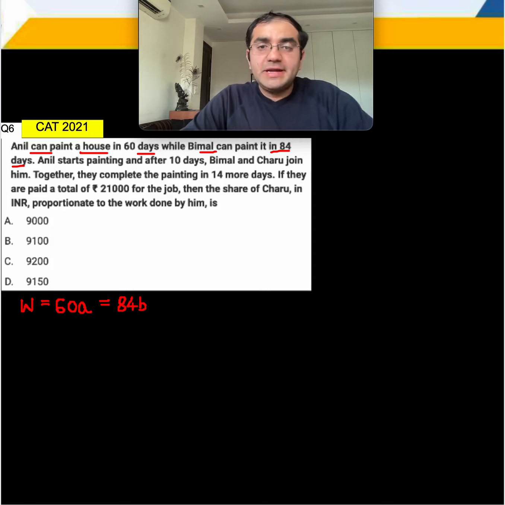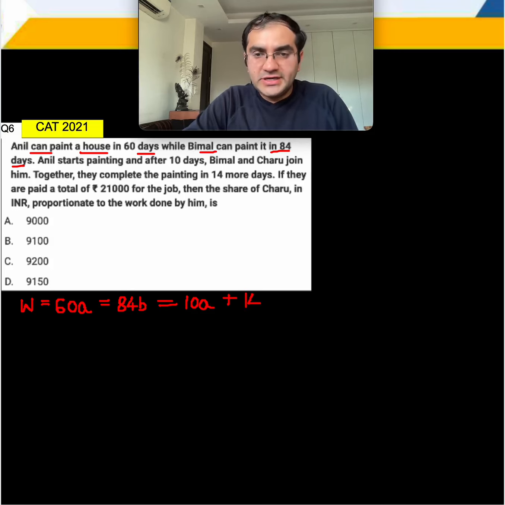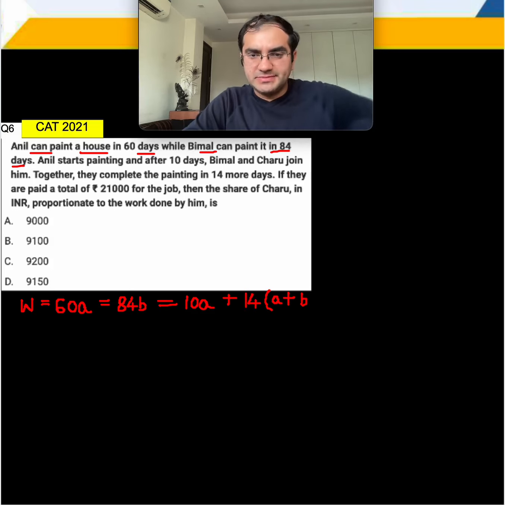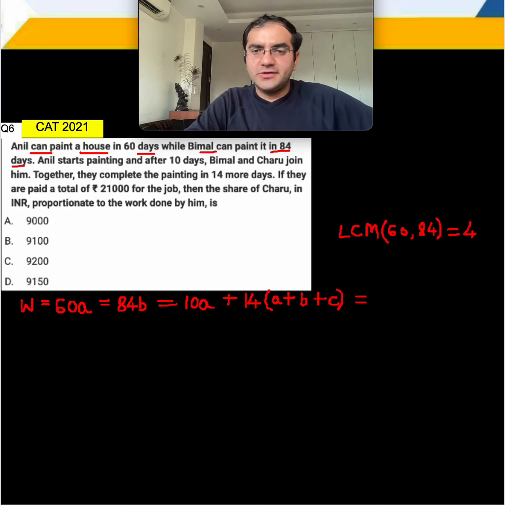Anil starts painting, and after 10 days, Bimal and Charu join him. So let Anil work for 10 days, that's 10A. And together they complete the painting in 14 more days. So 14 days they are working together, A plus B plus C. Okay, now I'm going to assume the work as the LCM of 60 and 84 for ease of calculations, which is 420. When the work done assumed is 420 units, A becomes 7 and B becomes 5.